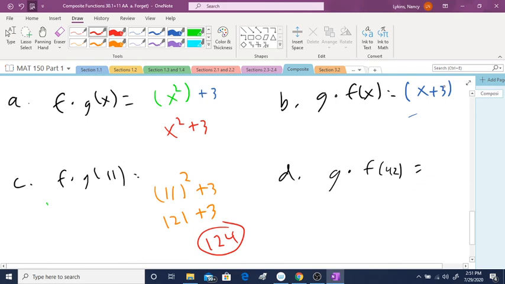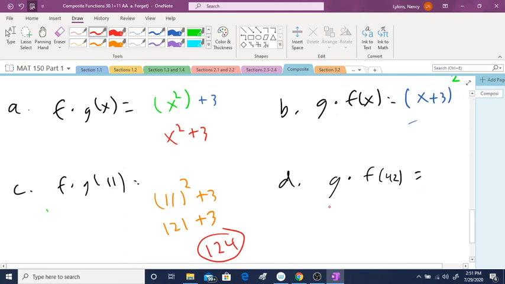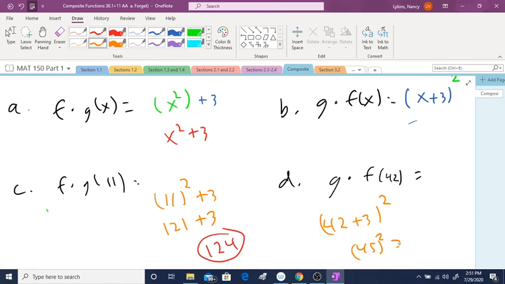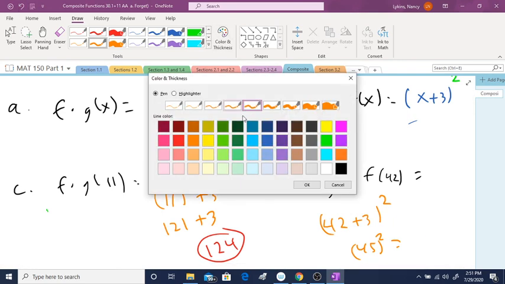Now in part, let me show you this. In part D, all I'm going to do now is substitute the 42 in for x plus 3, but now I'm going to square it. So that is like saying 45 squared. So if you square 45, you should get 2025.